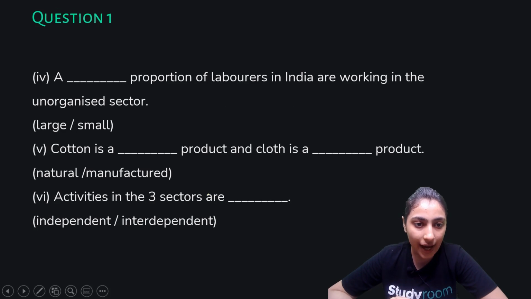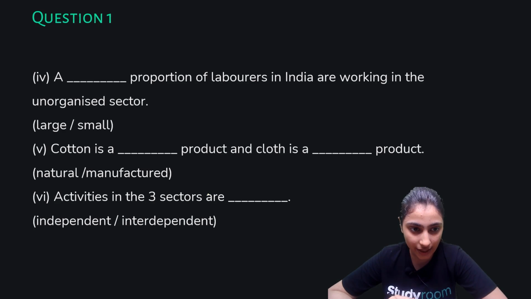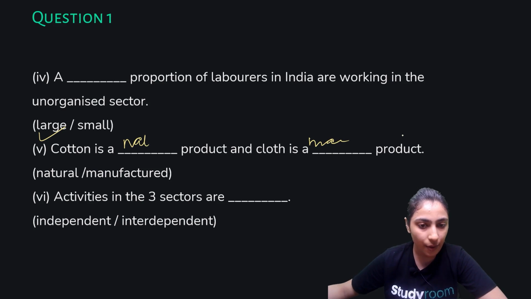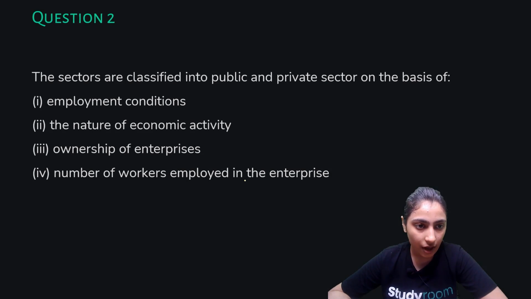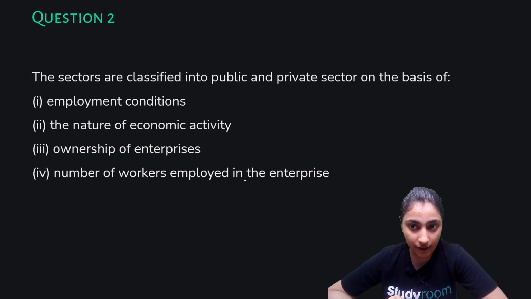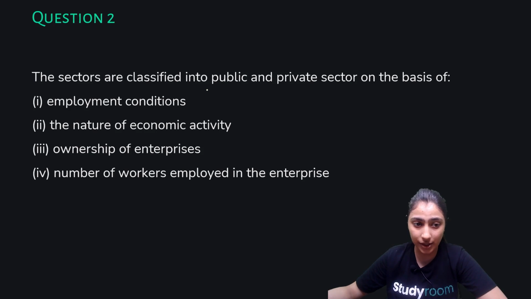Moving forward, a dash proportion of laborers in India are working in the unorganized sector. So a large proportion of laborers in India are working in the unorganized sector. Cotton is a dash product and cloth is a dash product. So cotton is a natural product and cloth is a manufactured product. Activities in the three sectors are independent or interdependent. So the answer to this is interdependent. Now, these sectors are classified into public and private sector on the basis of employment condition, the nature of economic activity, ownership of enterprises, or number of workers employed in the enterprise. So the answer to this is pretty simple.